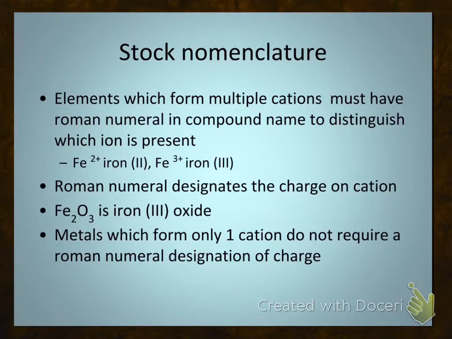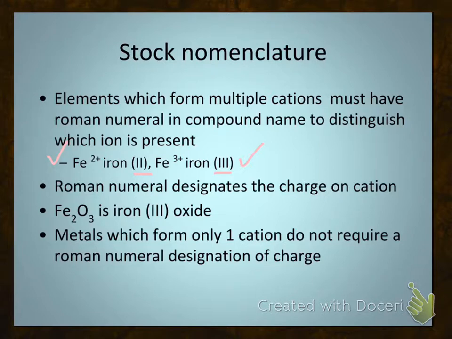Because these elements make different ions, we have to specify which ion appears in any compound. So we use Roman numerals, like this, in parentheses to designate which ion we're talking about. Fe2+ is iron 2, Fe3+ is iron 3, and the Roman numeral tells you what the charge on the cation is.